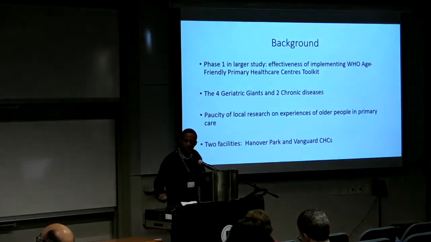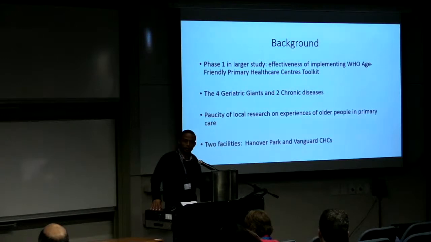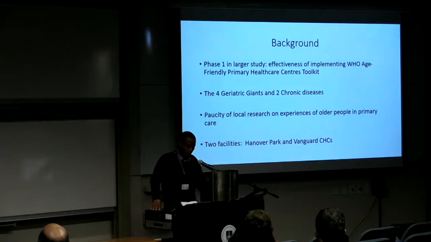We looked at this data as part of a multi-phase study. This was the first phase in a larger study, whose primary aim was to test the implementation of the WHO primary healthcare toolkit. The World Health Organization has developed a scientifically sound toolkit to assist primary care centers to implement the WHO age-friendly principles. The toolkit approaches the assessment of the four geriatric giants: falls, immobility, incontinence, memory impairment, and two major chronic diseases, hypertension and diabetes.